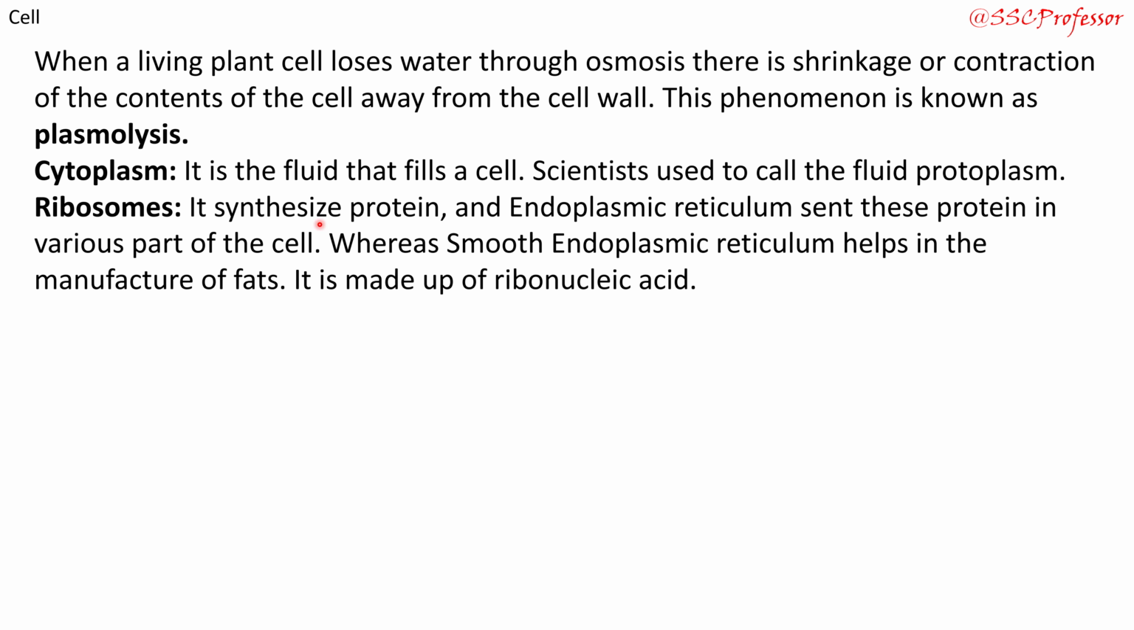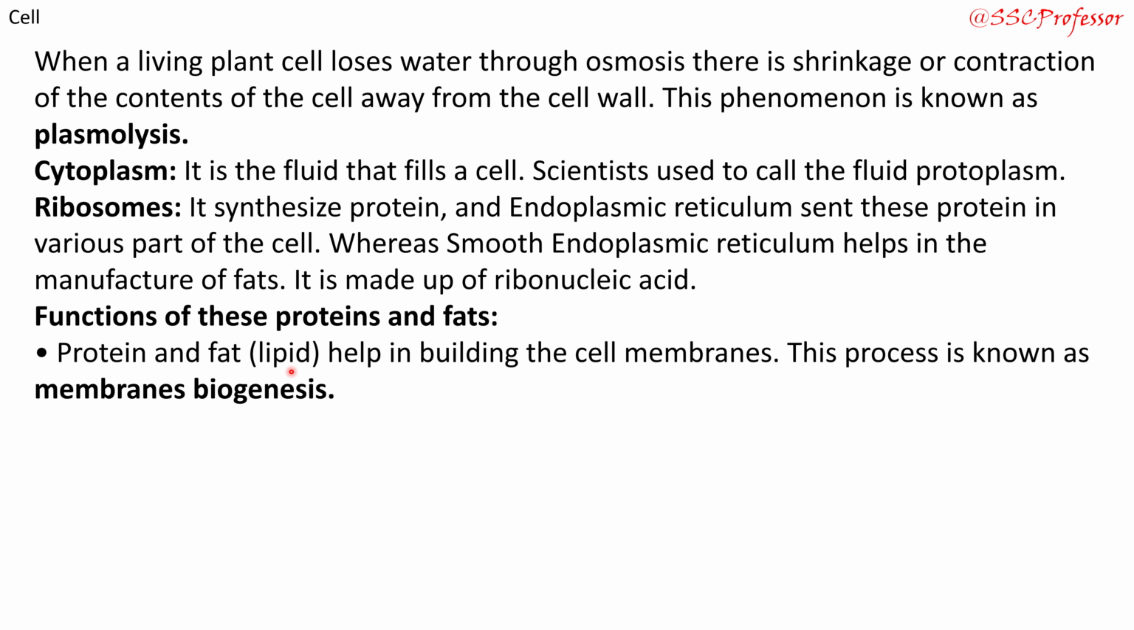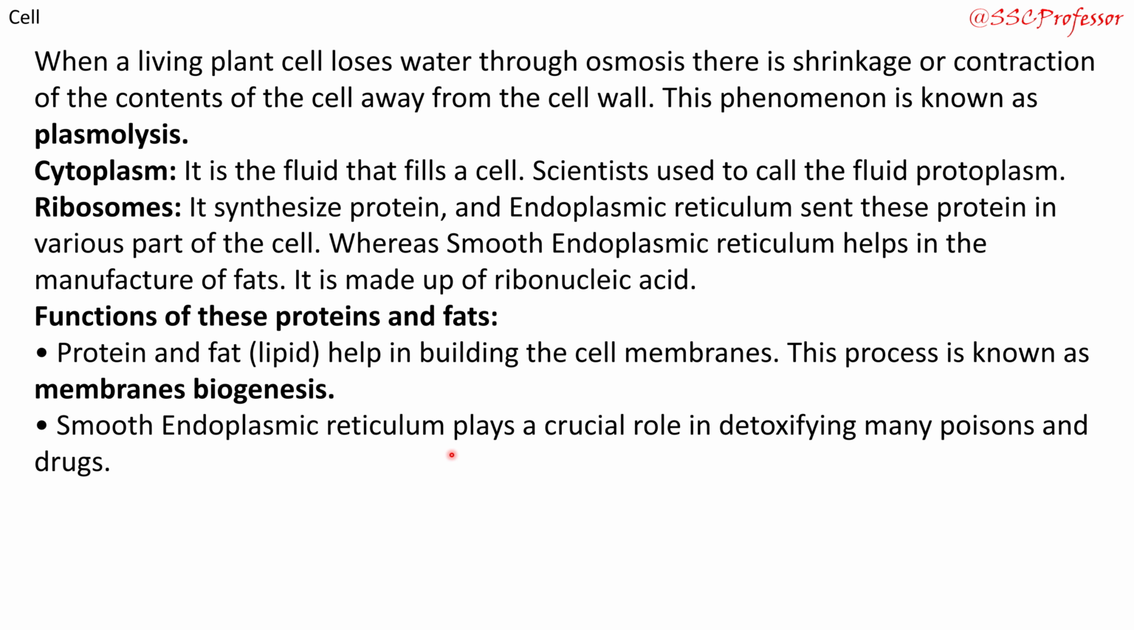Ribosomes synthesize protein, and the endoplasmic reticulum sends these proteins to various parts of the cell, where the smooth endoplasmic reticulum helps in the manufacture of fats. It is made up of ribonucleic acid. Functions of these proteins and fats: protein and fat lipid help in building the cell membranes. This process is known as membrane biogenesis. Smooth endoplasmic reticulum plays a crucial role in detoxifying many poisons and drugs.